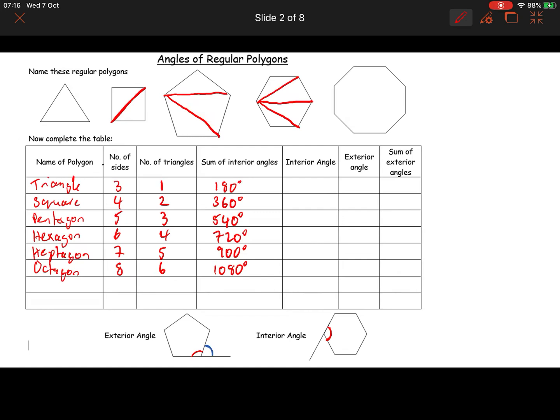Okay, so if we're talking about a regular polygon, that is a polygon with equal side lengths and equal angles, then all I need to do to find one interior angle is do the sum of the interior angles divided by the number of sides. So that's going to be 60 degrees is one of the angles. That's going to be 90 degrees.